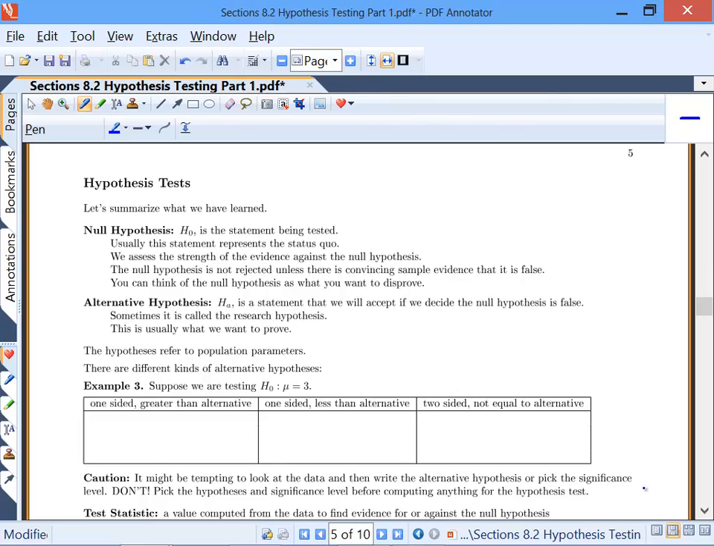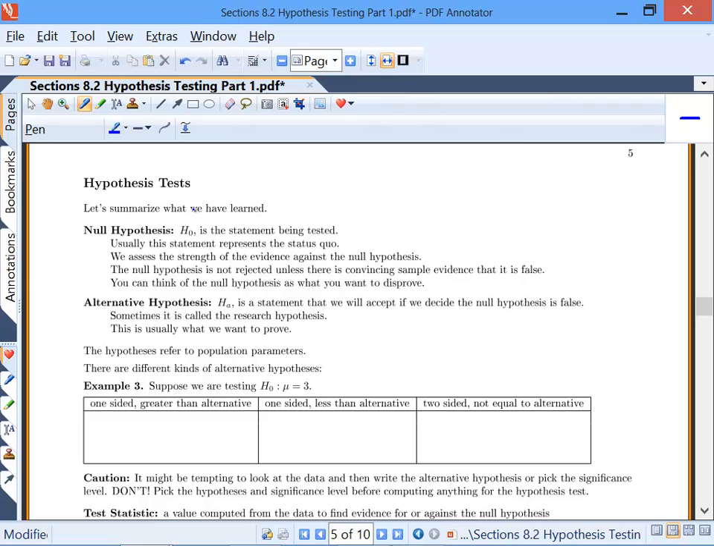Once again, we have our null hypothesis. We're going to use the symbol H with a little 0. It's a statement that we're testing. It's usually the status quo, and we assess the strength of our evidence against our null hypothesis. Our null hypothesis is not rejected unless there's convincing evidence that it is false. Because it's our status quo, we're going to believe that it's true unless we have very strong evidence against it. You can think of your null hypothesis as what you want to disprove.